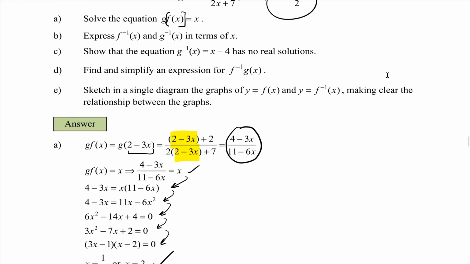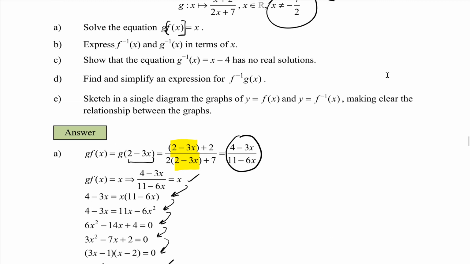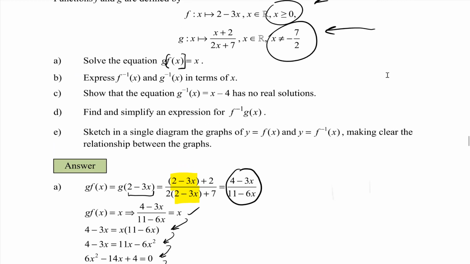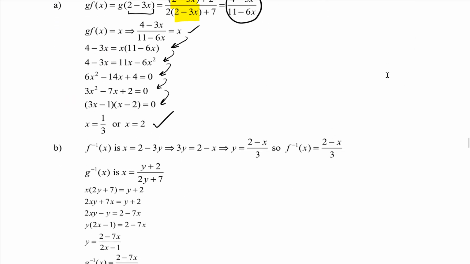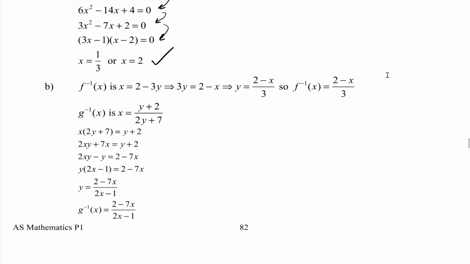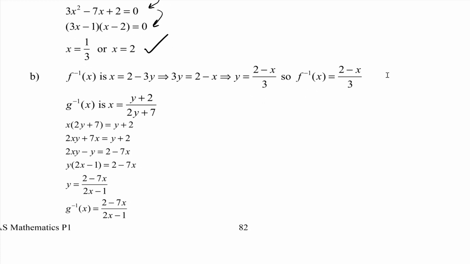Part B says express the inverse function of f and g in terms of x. We just got to find the inverse functions. So remember, that's just done by swapping the x and y values around. So for the first one, x is equal to 2 minus 3y. Swap the x and y values around, and then we're just trying to get y on its own. So add 3y to both sides, subtract x, divide by 3. So there's the inverse function, 2 minus x over 3.